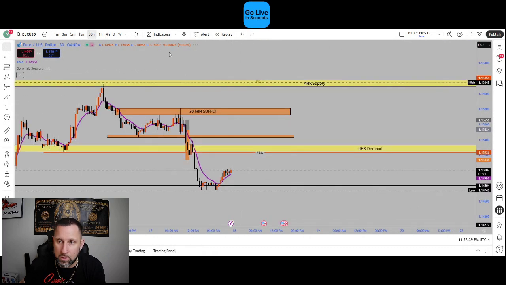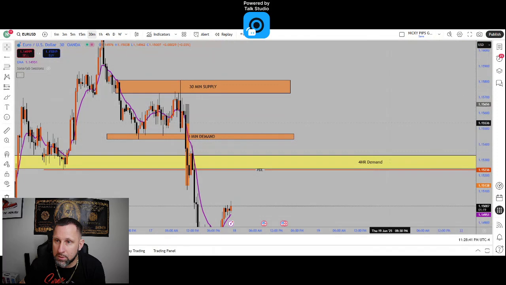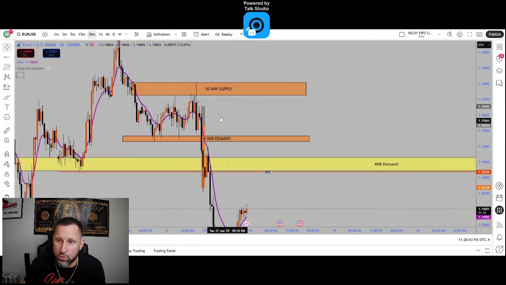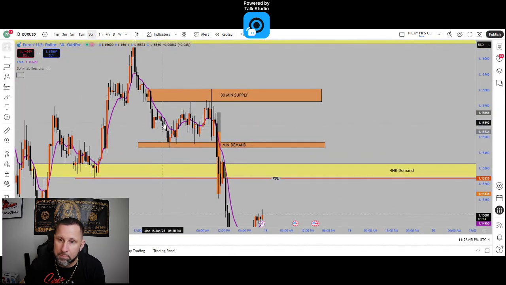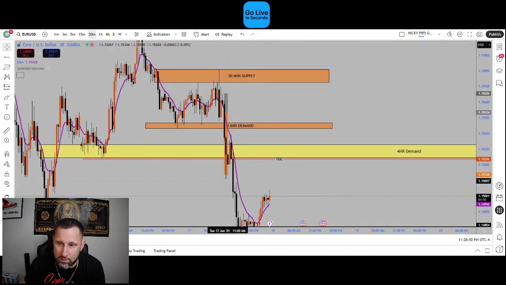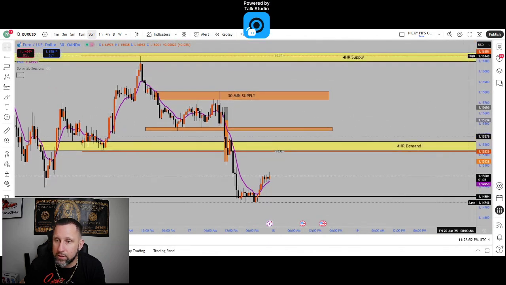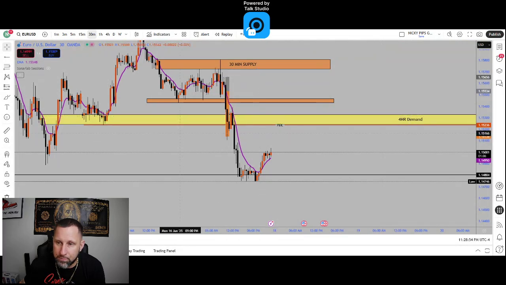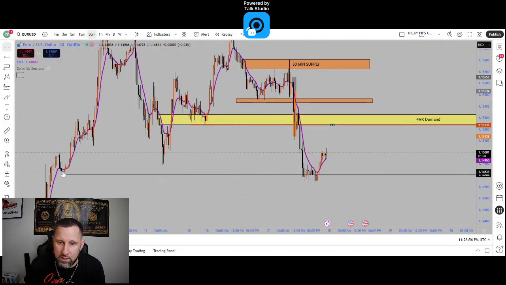Then we go to a lower time frame, and I mark up the 30-minute supply and demand. If you see here, we started out super consolidated, and then we had a breakout to the downside. I could have held this trade a lot longer because it ended up tapping into this previous level of support right here. I literally plotted this, and it literally tapped into this area.